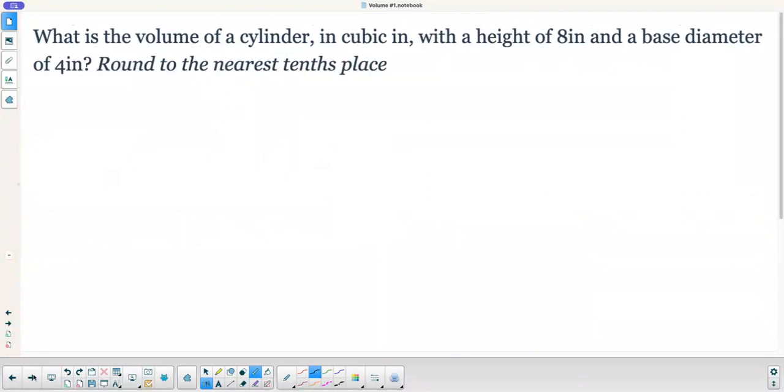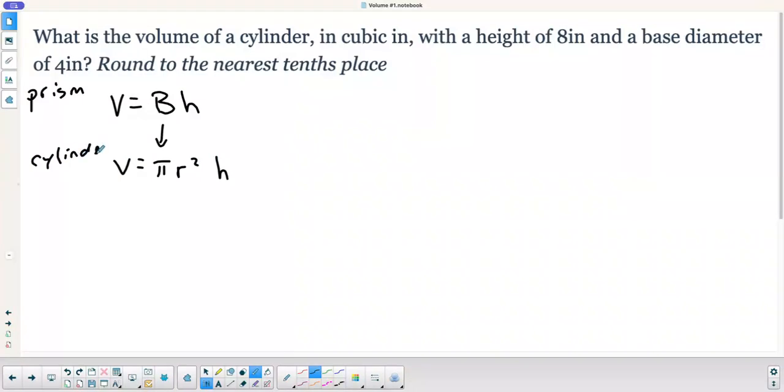All right, a cylinder. A cylinder is kind of like a prism. It's just your base is a circle. So instead of saying 1/2 base times height for a cylinder, we know that it's a circle. So your base is pi r squared times height. So it's kind of the same idea.